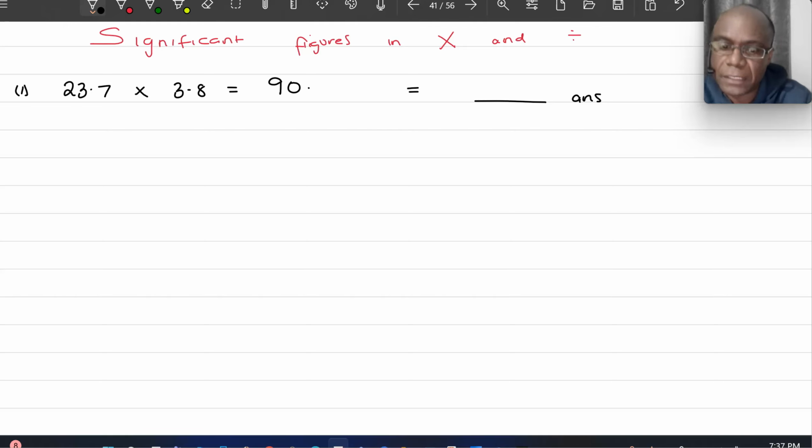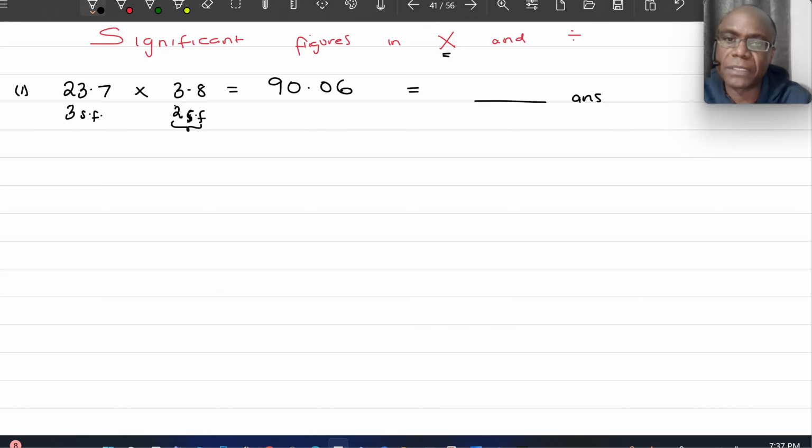So I'm getting 90.06. Now in multiplication and division, we want to report our answer to the least significant figures, same as the one of the originals, right? So I see that this is 3 significant figures. All non-zero digits are significant. I see this is 2 significant figures. So in division and multiplication, we go with the sig figs that are the fewest in our original numbers that are being multiplied or divided.